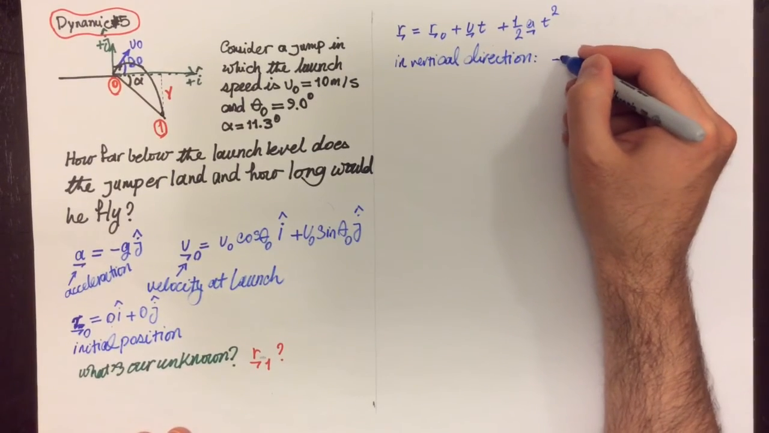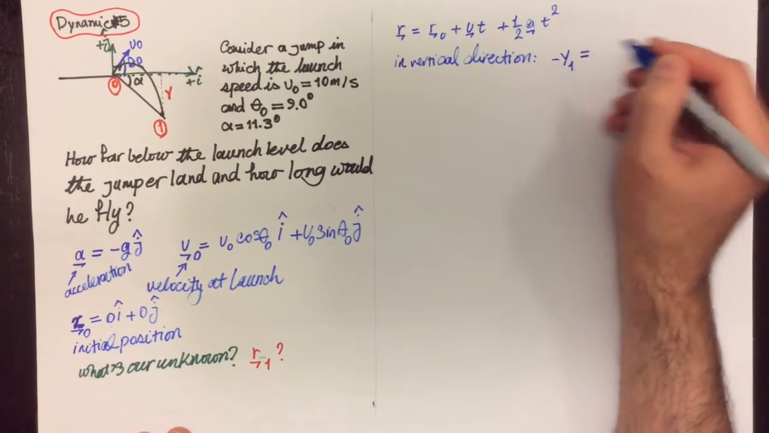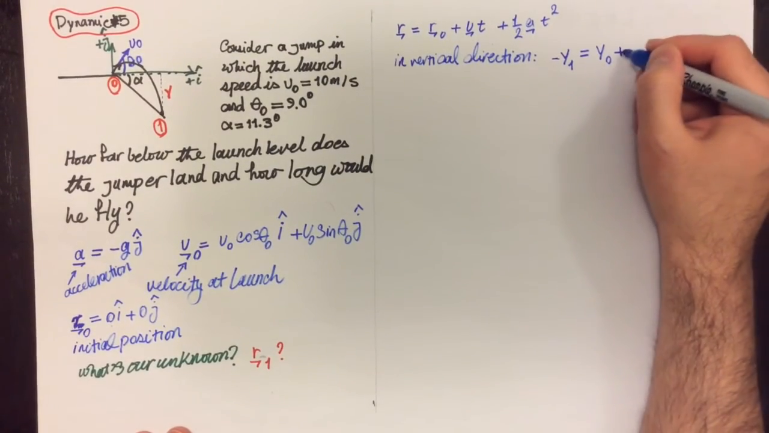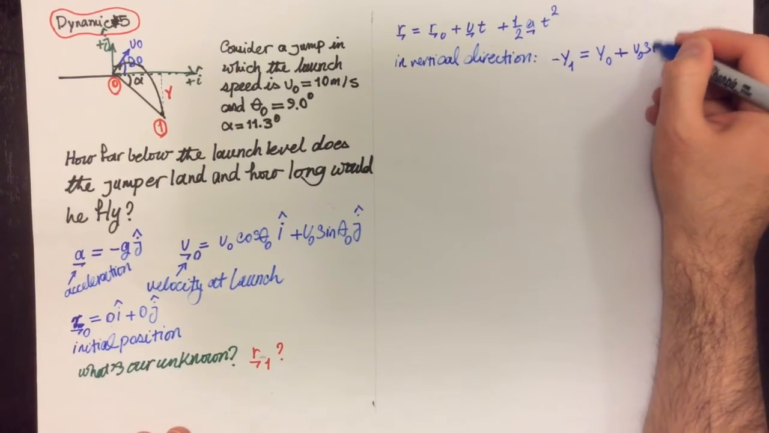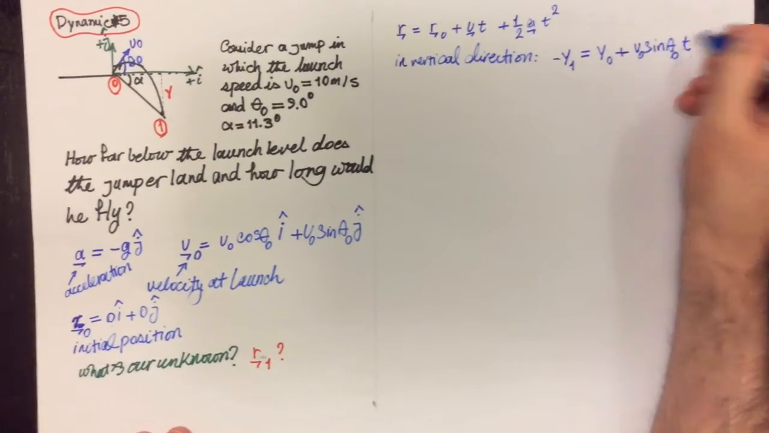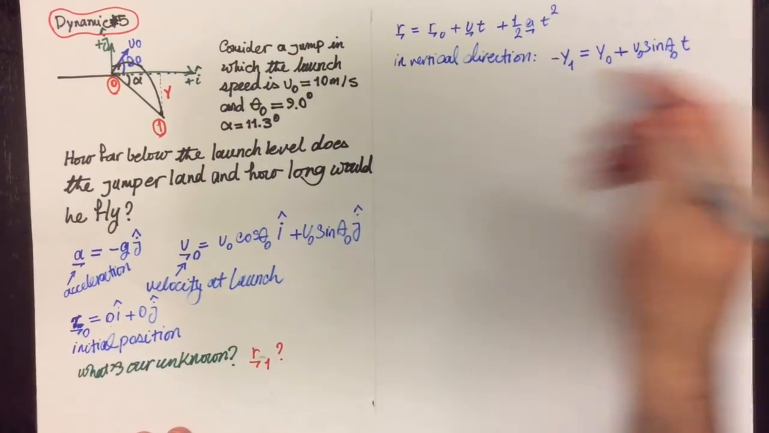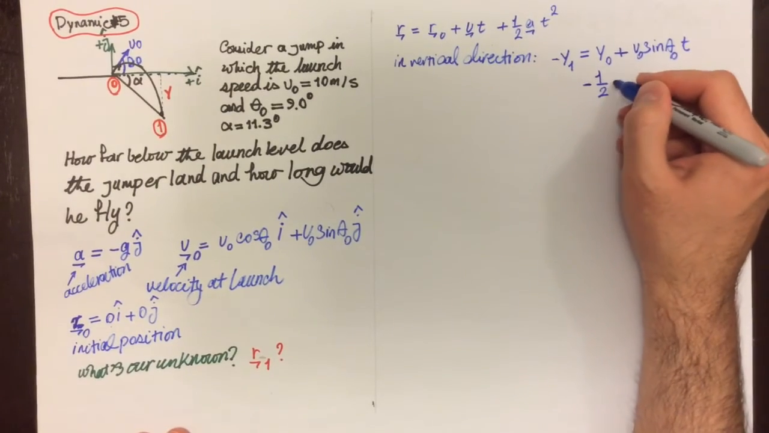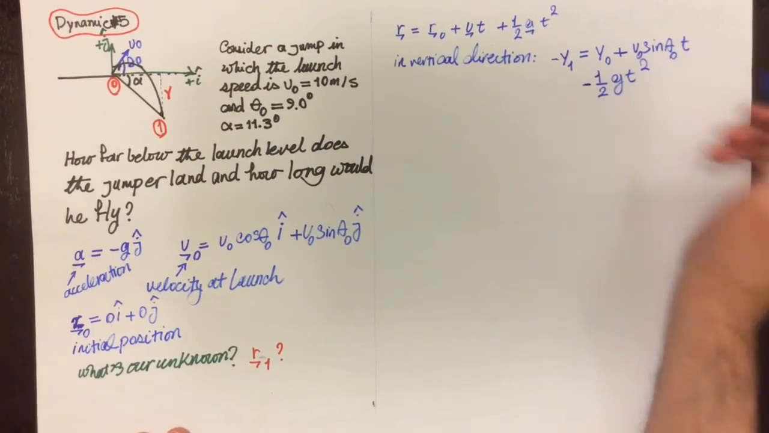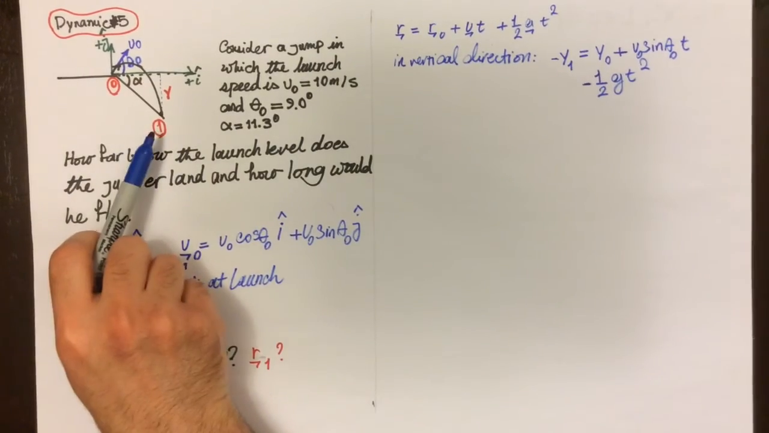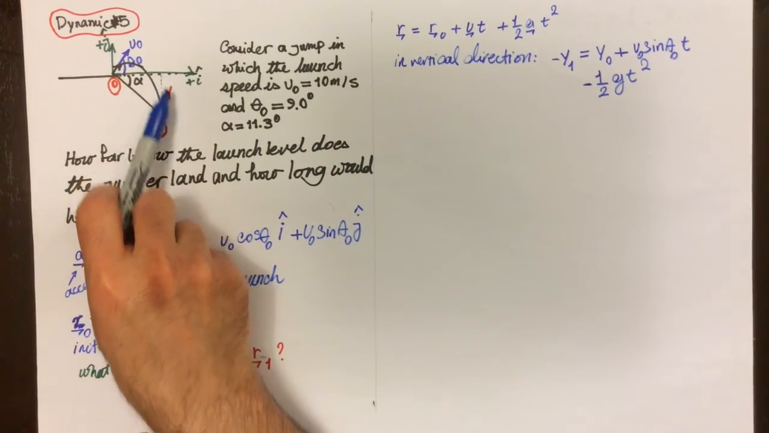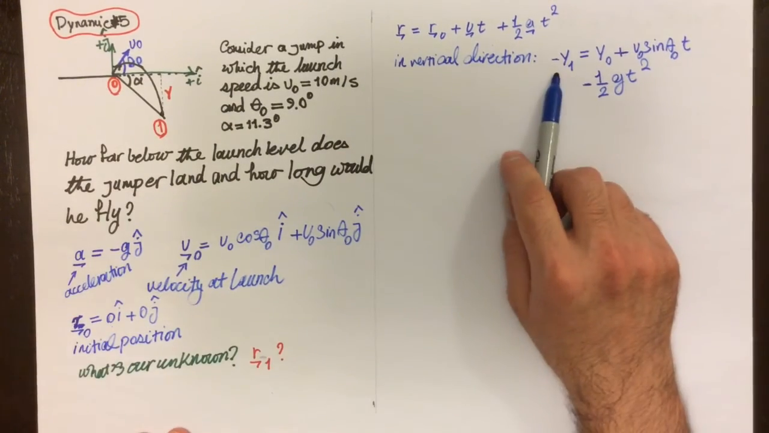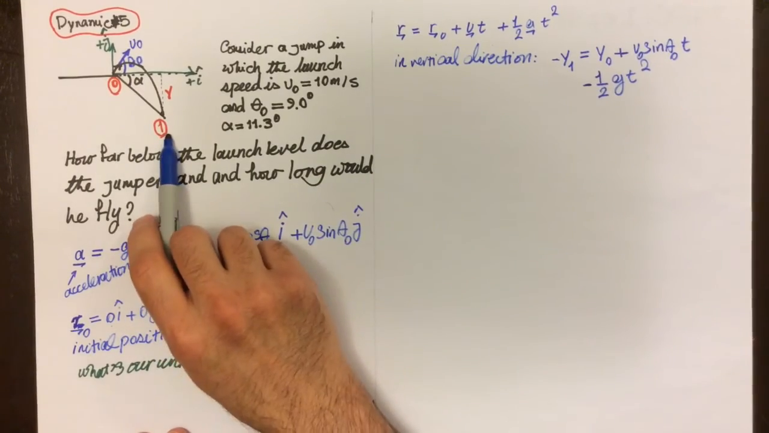I have minus y1 equals y0 plus v0 sine theta 0 t, right? Plus or minus half g t squared. Why? Because point 1 has a height y1, negative y1, because the positive axis points up. So I have negative y1 for this point.